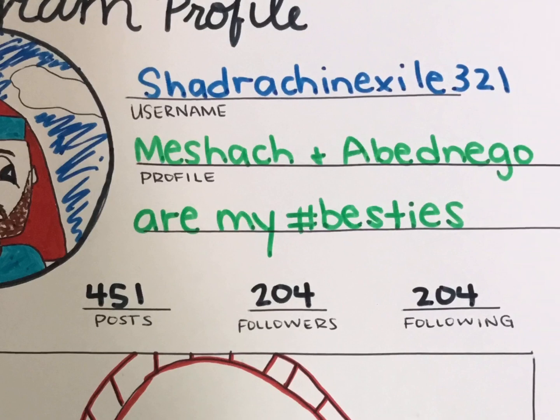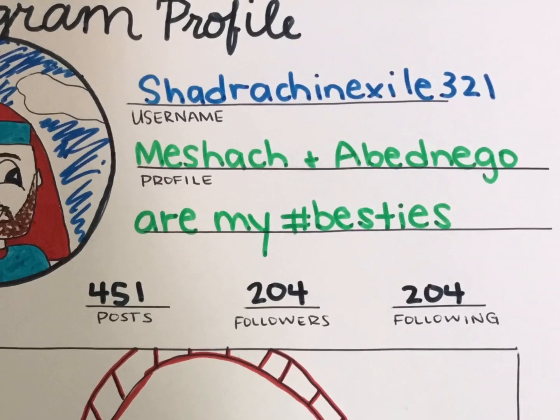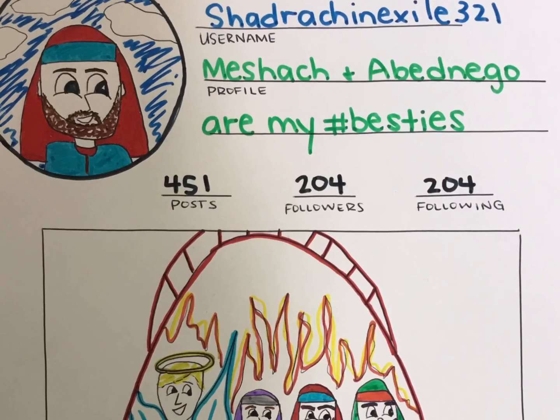The next thing is your profile description. This is also worth 1 point. Usually on Instagram, this is something that either describes the person or something that they like or like to do. And remember, it needs to be related to the Bible story we've been learning about. So I put Meshach and Abednego are my hashtag besties because in the story of Shadrach, Meshach, and Abednego, we know that they are friends. So even though this is a creative and fun assessment, you still need to be putting information that would be true of that person. So yours would need to be true of Daniel in the lion's den.